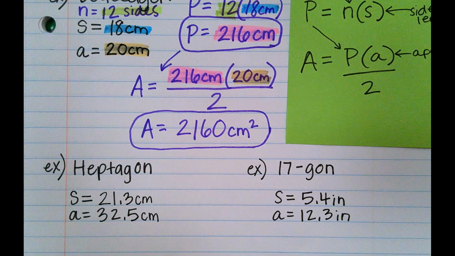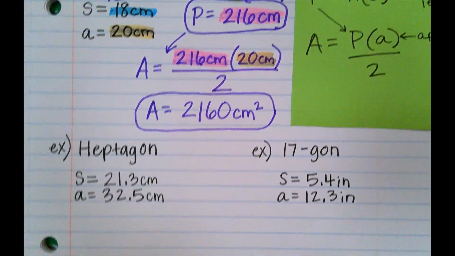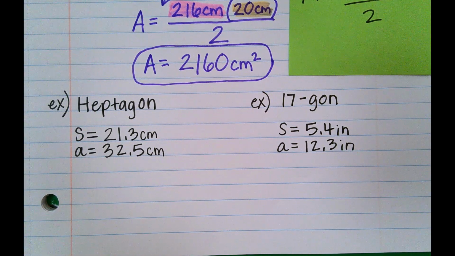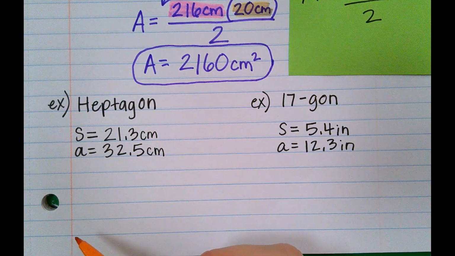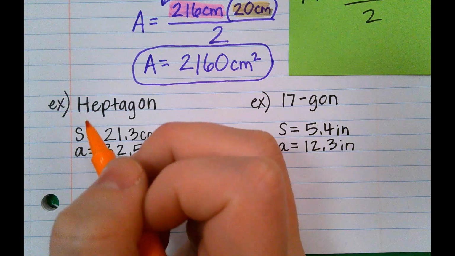Okay, so the problem that magically appeared to people watching the video, that was an extra. You finished the other one early. So, looking at the first one, I have a heptagon with a side length of 21.3, apothem 32.5. Who can guide me through this? Who's got it? Anybody want to give it a go? 21.3 times 7. What's that going to give you? 149.1.